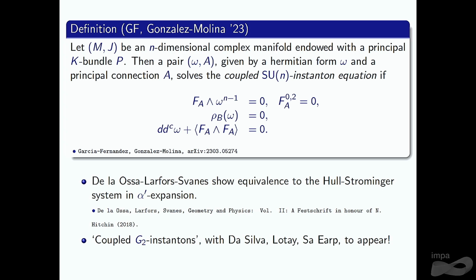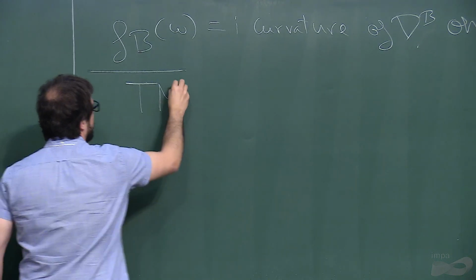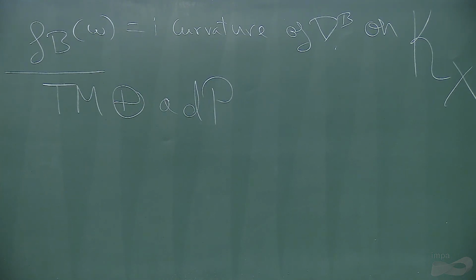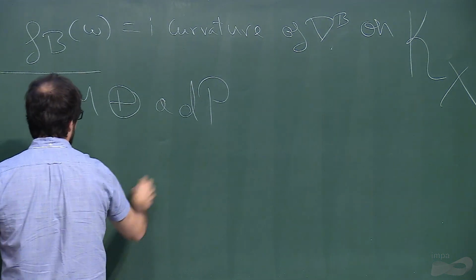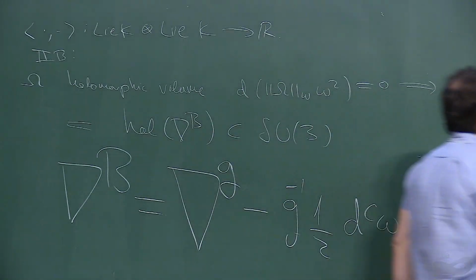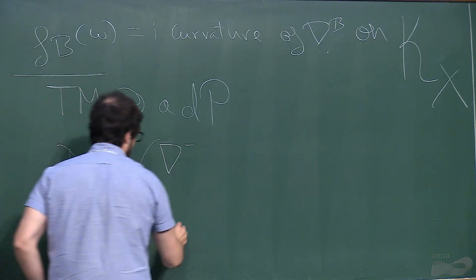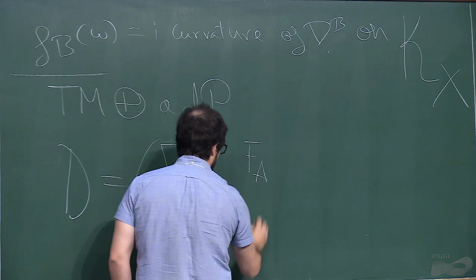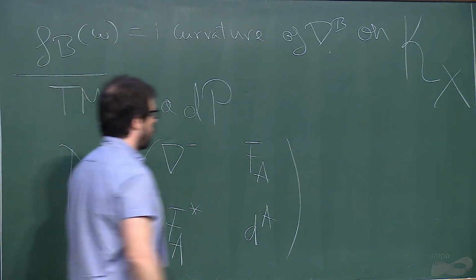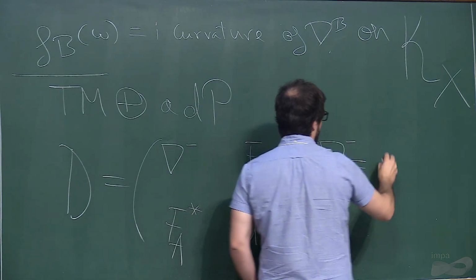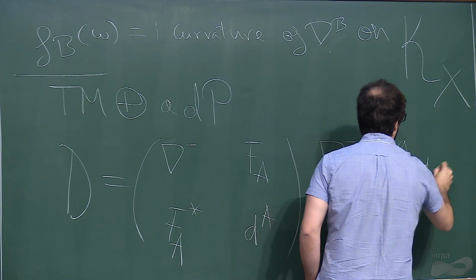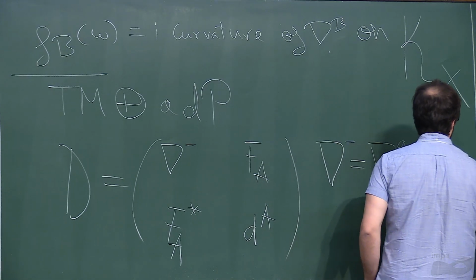So if you consider the bundle tangent plus adjoint of the principal bundle, out of the data you can construct a connection D on this bundle. It's going to be actually a metric connection with respect to g plus the natural pairing on the Lie algebra. And this connection is nabla minus, with curvature dA, and let me write it like this. Okay, so nabla minus is a metric connection which has opposite torsion to Bismut. So this is nabla^g plus 1/2 g^{-1} d^c of omega.